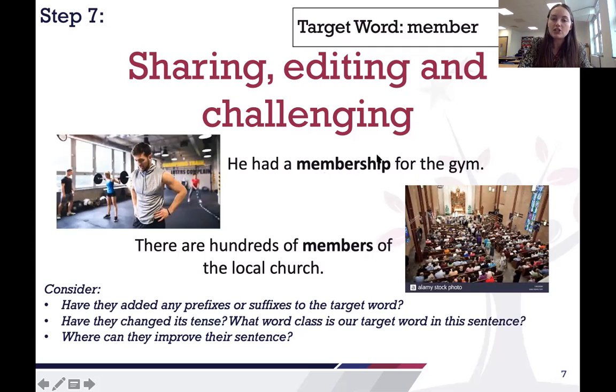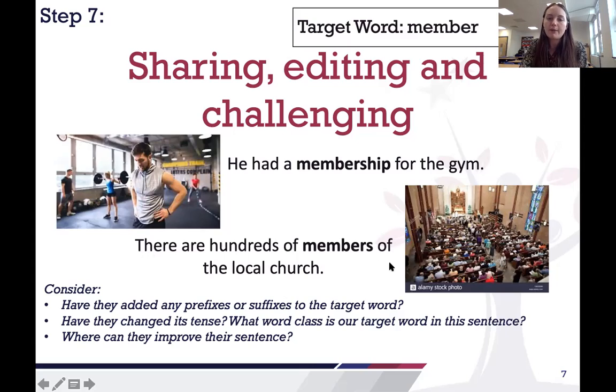Now ship is a suffix, and it means that something is like part of something else. So if you've got a membership for the gym, it means you're part of that group. But it's a noun, so it's something that you belong to. He wasn't just a member, he has a membership. It's something that he's physically got, maybe with a card or something that shows that he's got a membership for the gym. Let's read the next sentence.